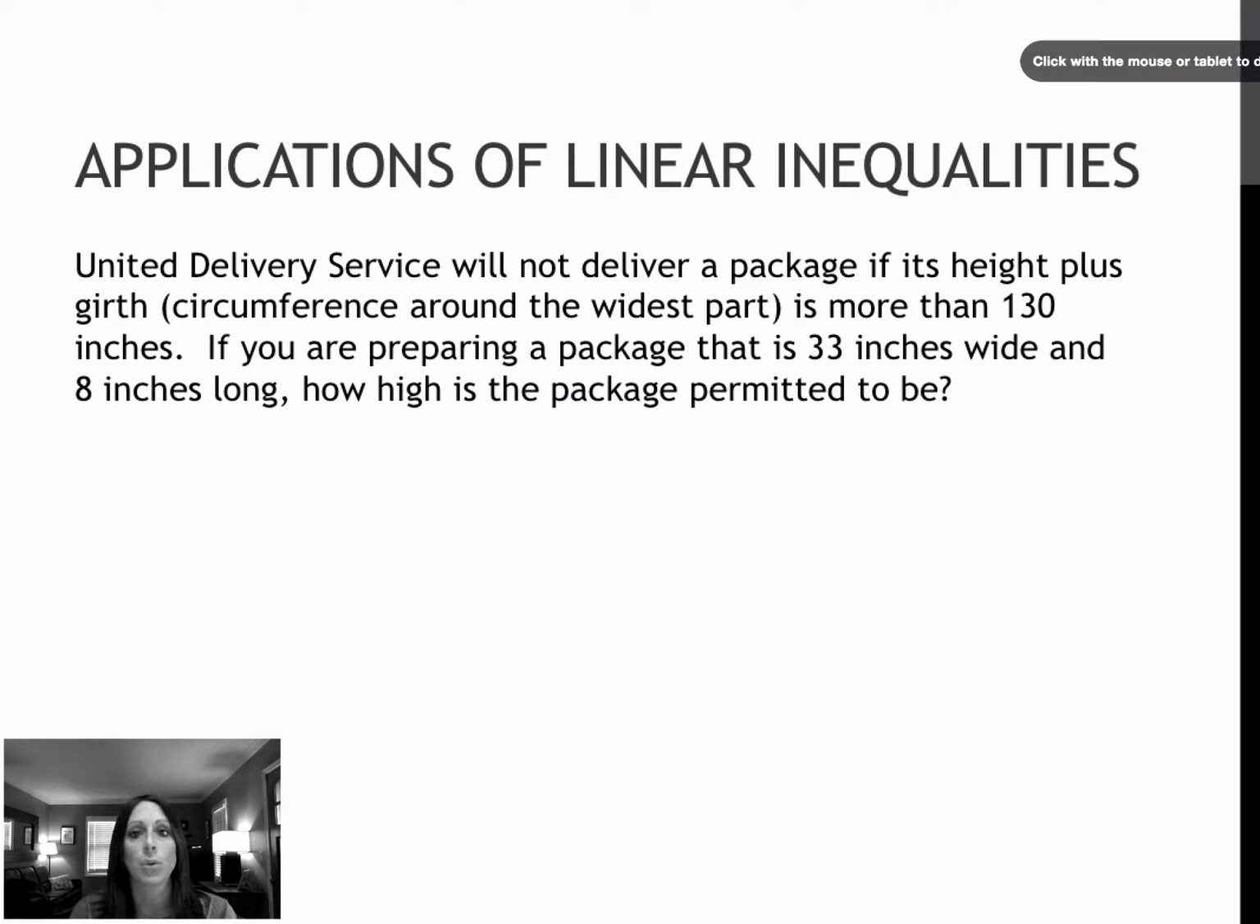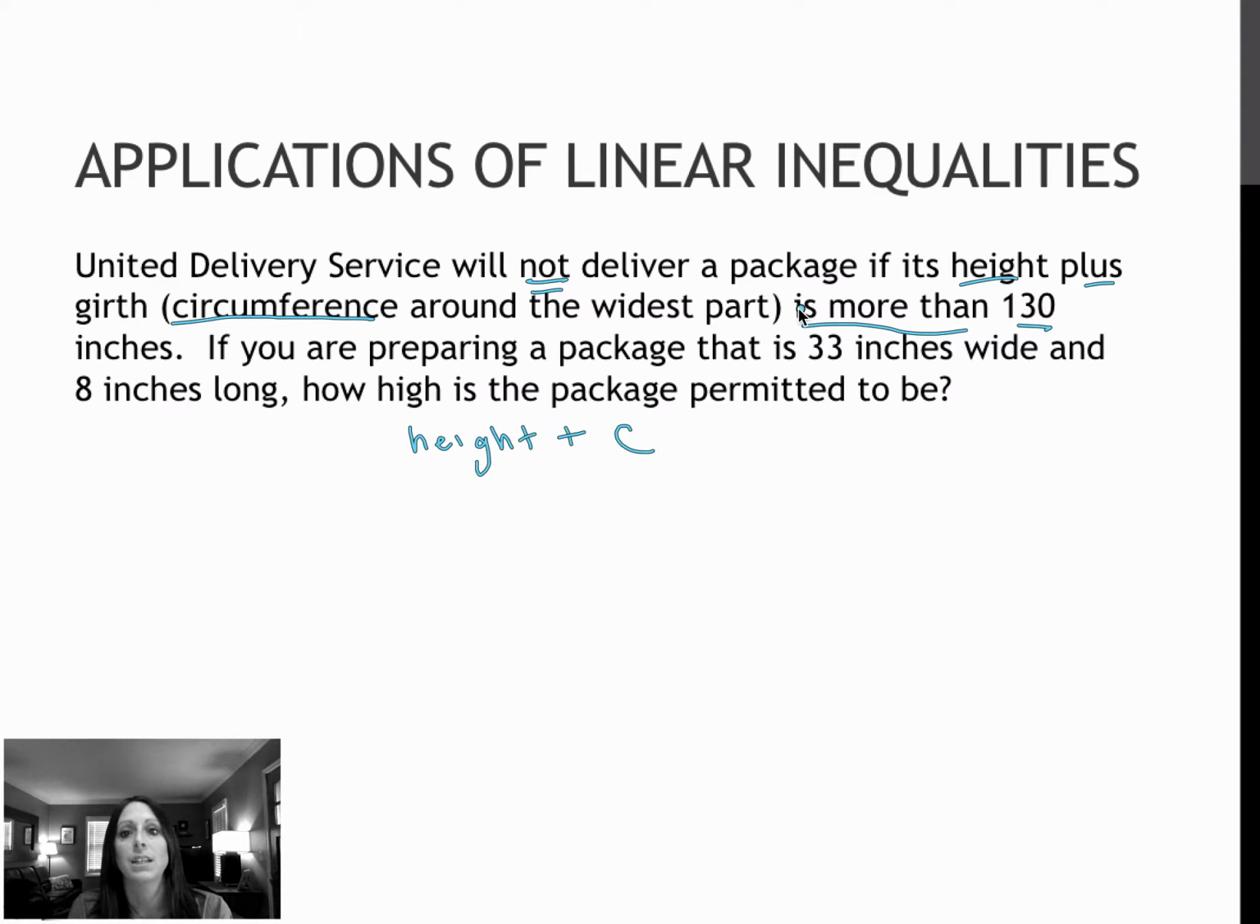So in reading over the question, some things that kind of jump out at me is that it will not deliver a package if its height plus girth, or circumference around the widest part, is more than 130. So I'm going to talk about a couple of things. First of all, they've made it very easy for me to sort of set up an equation here, height plus circumference. And normally I would say is more than or greater than 130. But notice this is all the ones that they will not deliver.